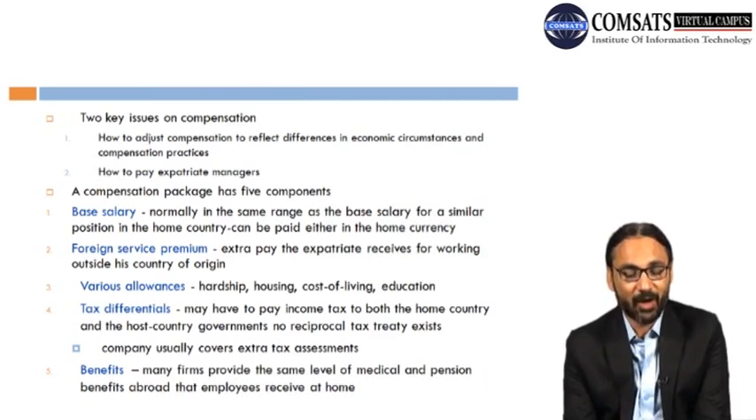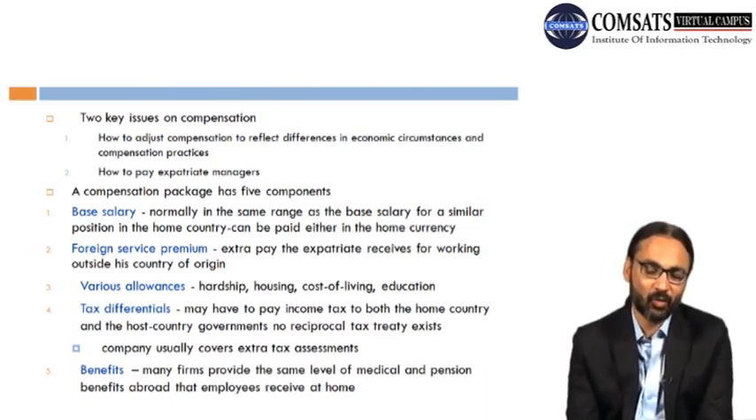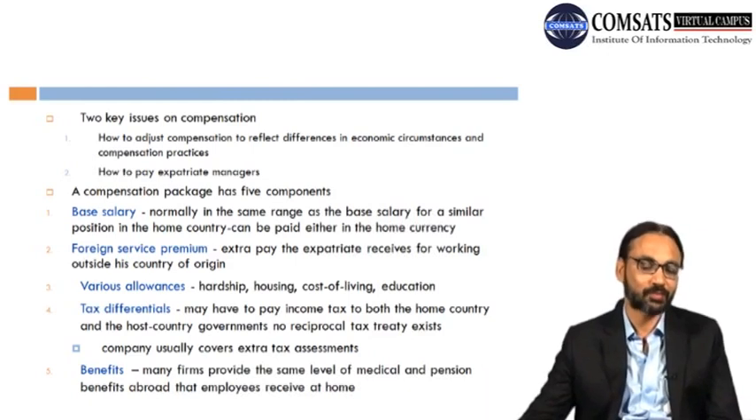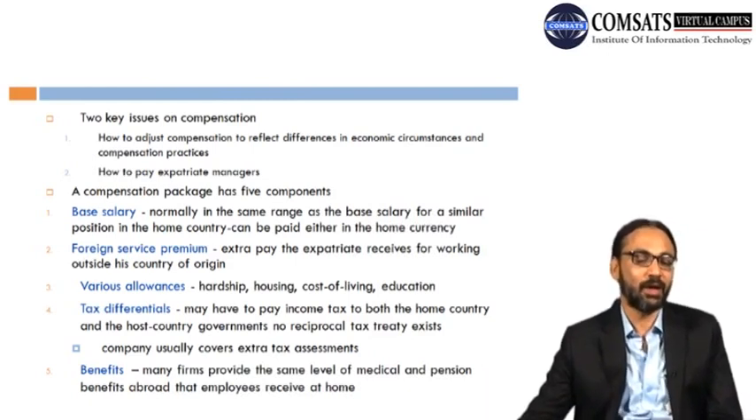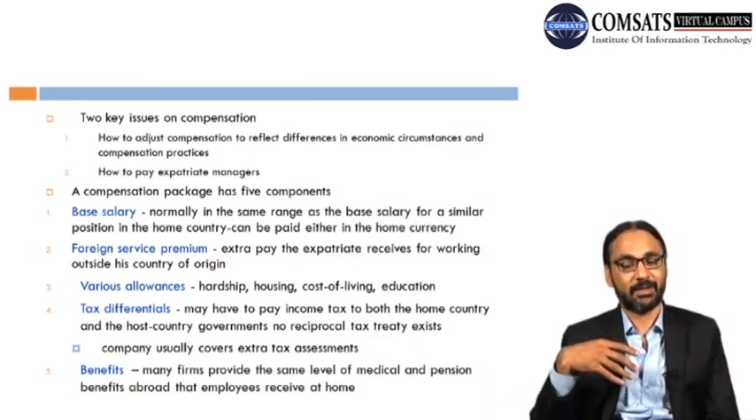The fifth part of the compensation is other benefits. Other benefits include medical and pension benefits, and companies try to harmonize these benefits across the home and host country. What they are receiving in the home country, they are going to get in the same amount, the same benefits, in the host country. These were the five main components of the compensation.